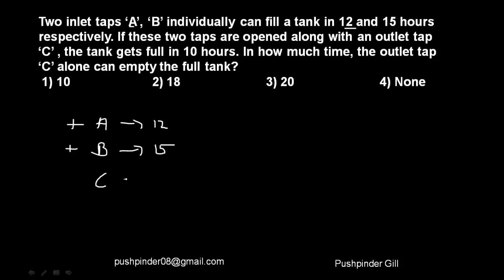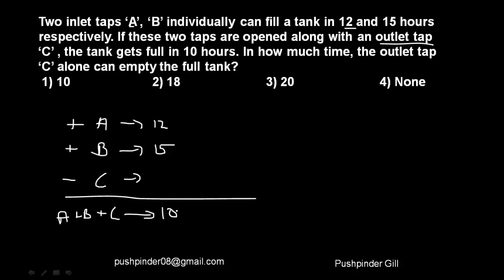Now C is what I have to find out, and it has given me that if A and B and C operate together, now C is negative because C is an outlet tap, right? It empties. They take 10 hours to finish the job. Right? So A takes 12 hours, B takes 15 hours, and together it takes 10 hours to finish the job. Now what I need to do is assume the work to be of some units. So I assume the work to be of 60 units. Now A takes 12 hours to finish the job.